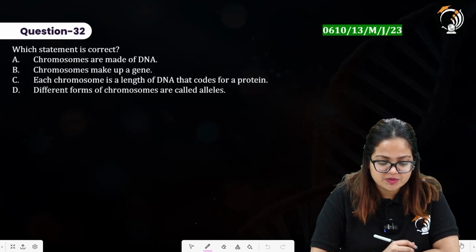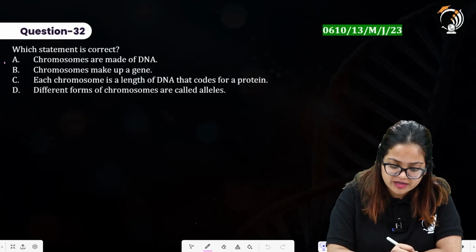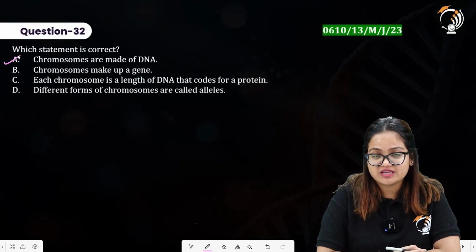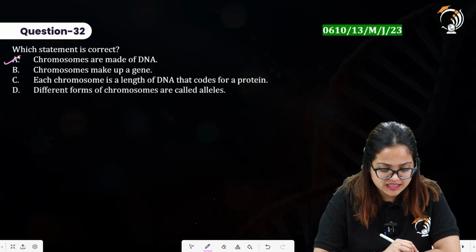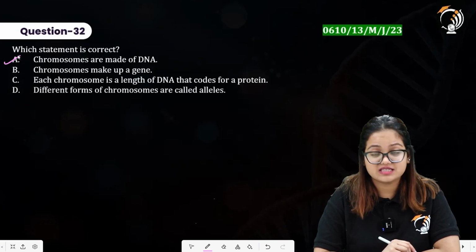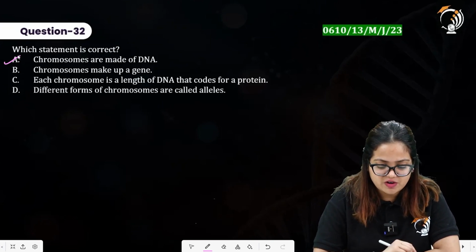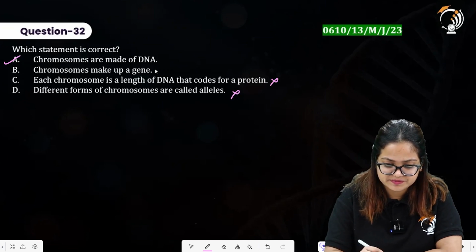Question number 32 says which statement is correct? Chromosomes are made of DNA. Yes, chromosomes are made up of DNA. These chromosomes can be visible during the cell division process. Chromosomes make up a gene. Incorrect. Each gene is a length of DNA that codes for a protein. This is about a gene. Different forms of chromosome are called alleles. No, this is also incorrect.